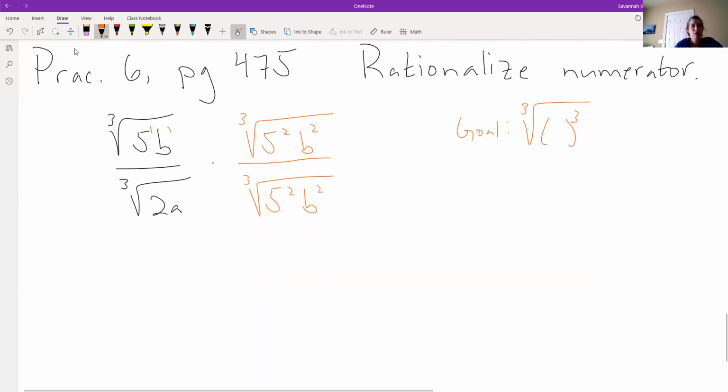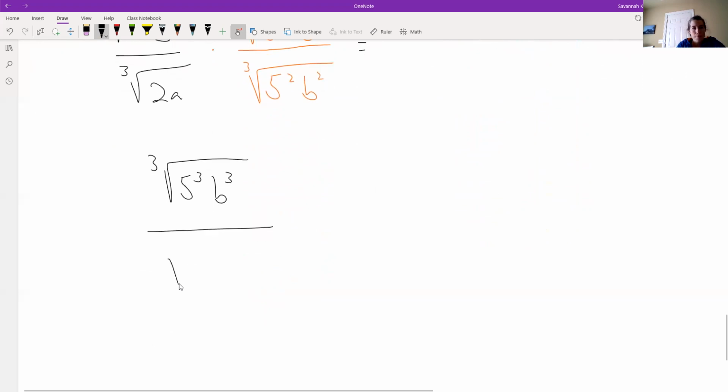Okay, and when we do that, and I'll just come underneath here so I don't have to erase the goal. We're going to have a cube root. Okay, so 5 to the first times 5 to the second equals 5 to the third. B to the first times B to the second, B to the third. And underneath, 2a times 5 squared b squared. Well, 5 squared is 25. 25 times 2 is 50. And then we have an a b squared.